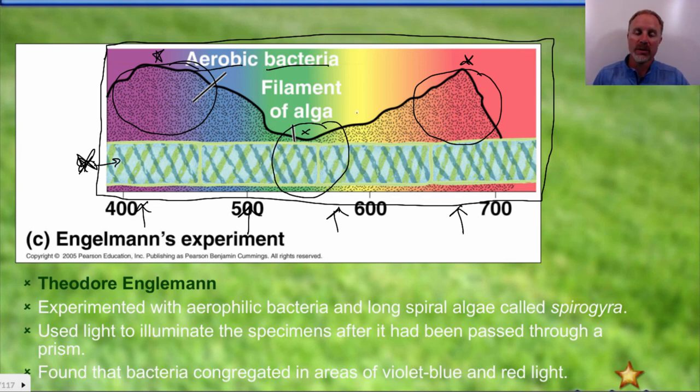So what he found was that these bacteria were congregating in the areas of the blue and the violet light, the red and the orange light, because that's where the most oxygen was being produced. And that's how they got this action spectrum overlain with this absorption spectrum.